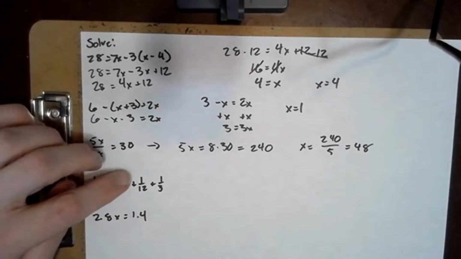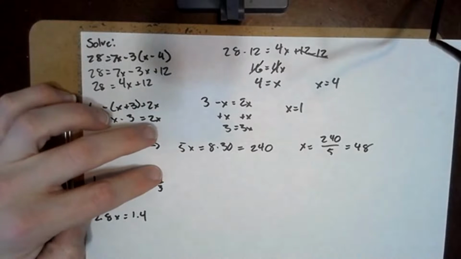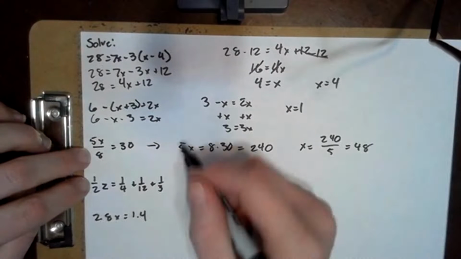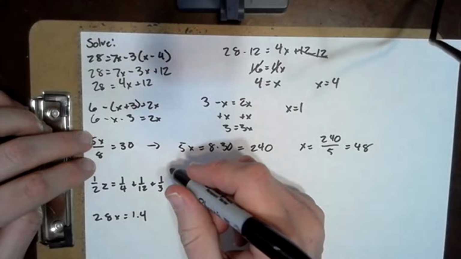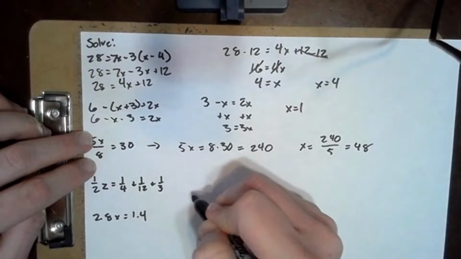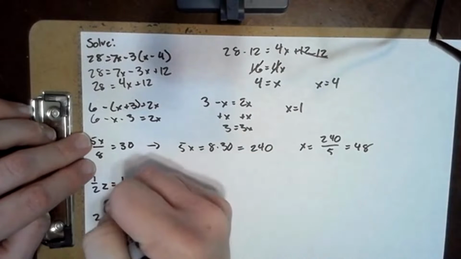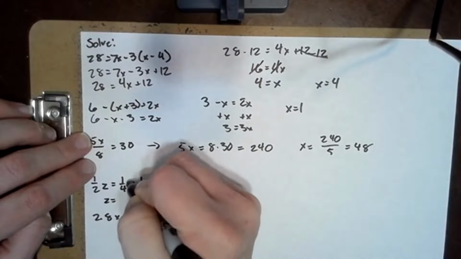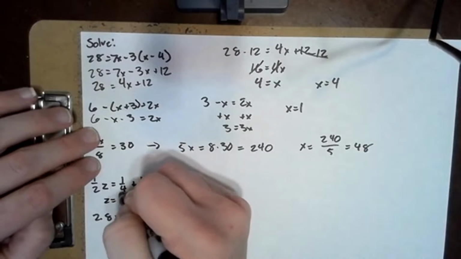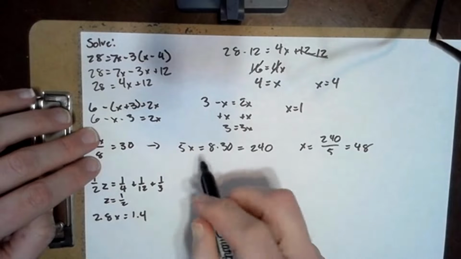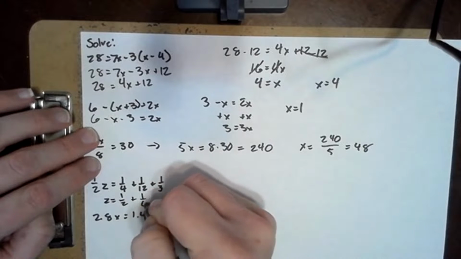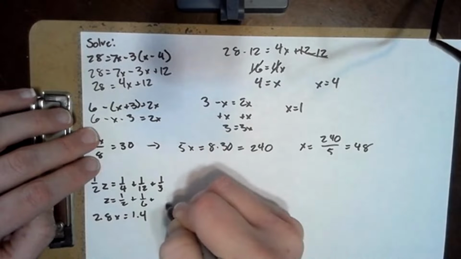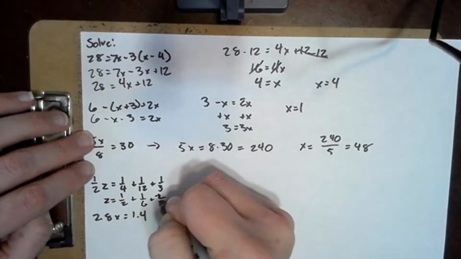1/2 z equals 1/4 plus 1/12 plus 1/3. First thing I can do is multiply both sides of the equation by 2, which will give me z equals 2 times 1/4, which is 2/4 or 1/2. 2 times 1/12 is 2/12 or 1/6. And 2 times 1/3 is just 2/3.